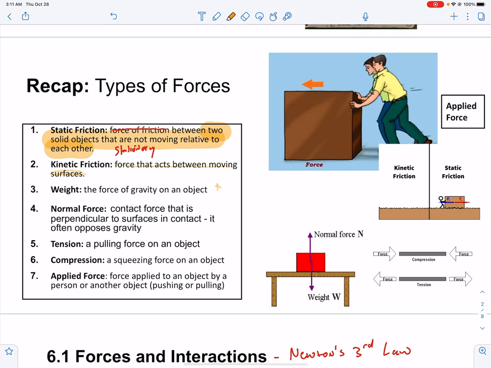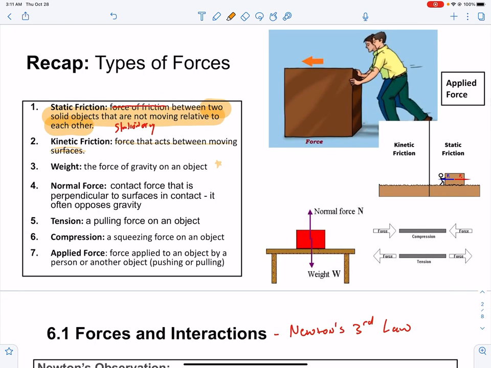Then we have weight. That's the force of gravity on an object. Often confused with mass, but weight is an expression of mass as a result of gravity. Mass is the more basic of the two. Then we have normal force. That's a contact force that is perpendicular to two surfaces in contact. It keeps two surfaces from penetrating each other. It often opposes gravity, and what we mean by that is if you have a box, say, on a table, like right here, weight is pulling it down, that's the force of gravity, and then the normal force is the table pushing up on the box to keep it from penetrating the table.